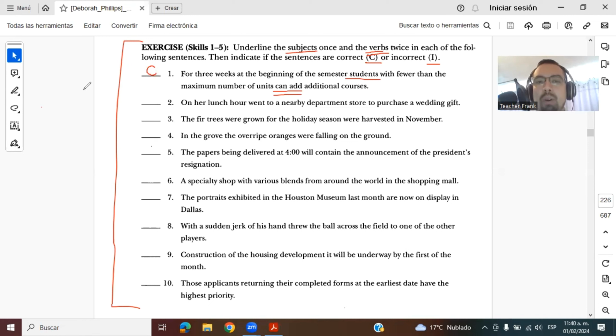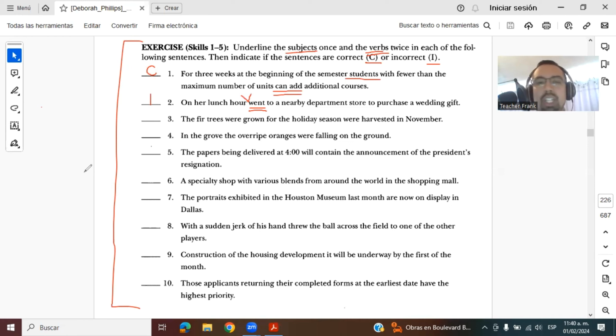On her lunch hour, went to a nearby department store to purchase a wedding gift. Okay, so we have our verb went, and if we ask who or what went to a nearby department store to purchase a wedding gift, the lunch hour? No. So this one's going to be incorrect because we're missing a subject, right?